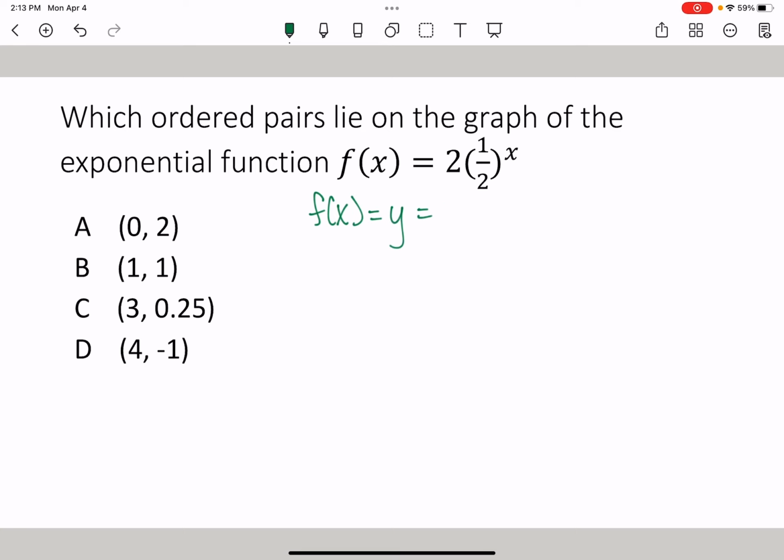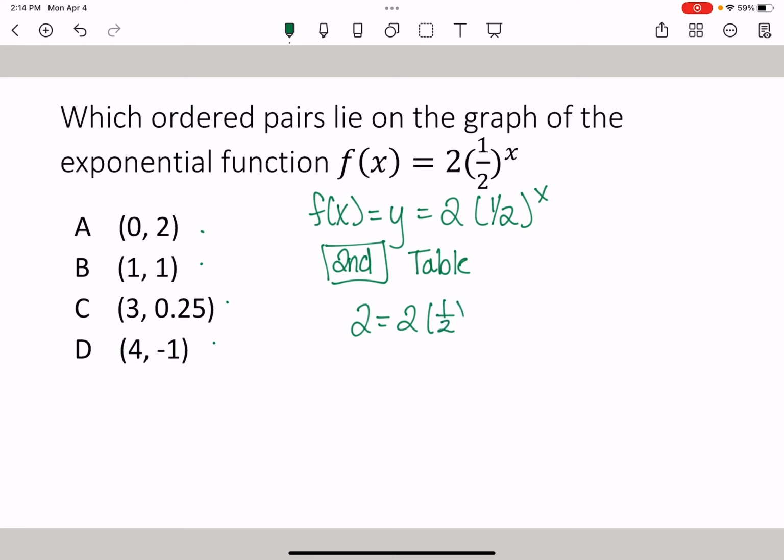So what you can do is you can plug this into your calculator and you can go to second and then click table to find the table of values for this function. Then you can verify whether these points are on your table. Another way to do them is to plug these values in for x and y. So I'm going to start off with A, so that's going to tell me that 2 equals 2 times 1/2 to the 0.